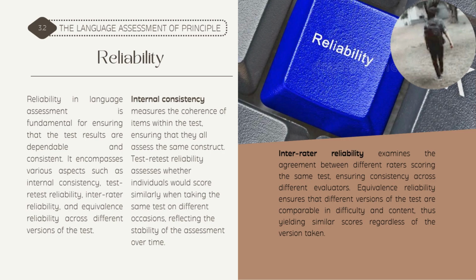Inter-rater reliability examines agreement between different raters scoring the same test, ensuring consistency across different evaluators. Equivalence reliability suggests that different versions of the test are comparable in difficulty, and test takers thus show similar scores regardless of the version taken.